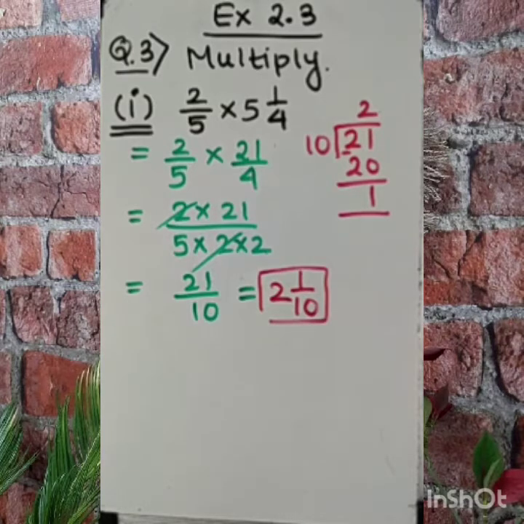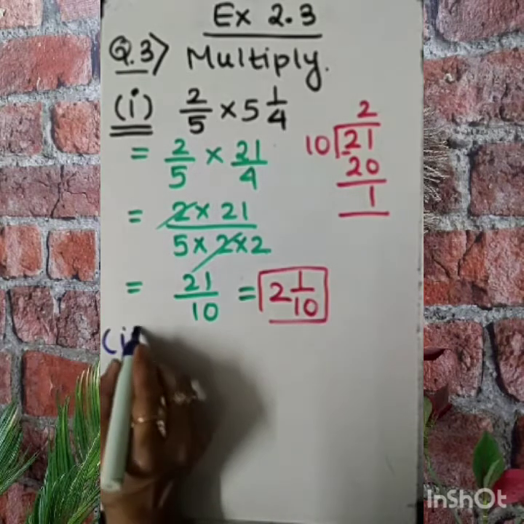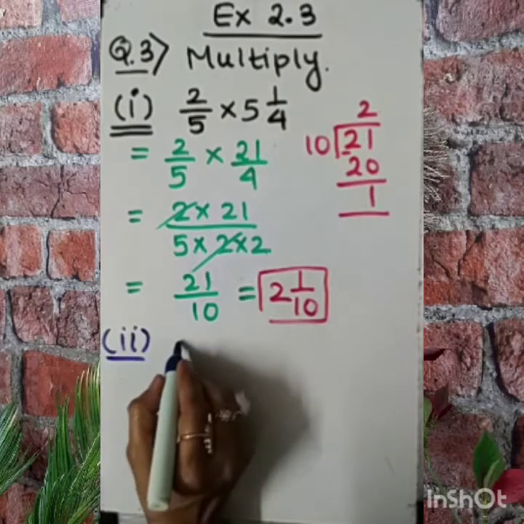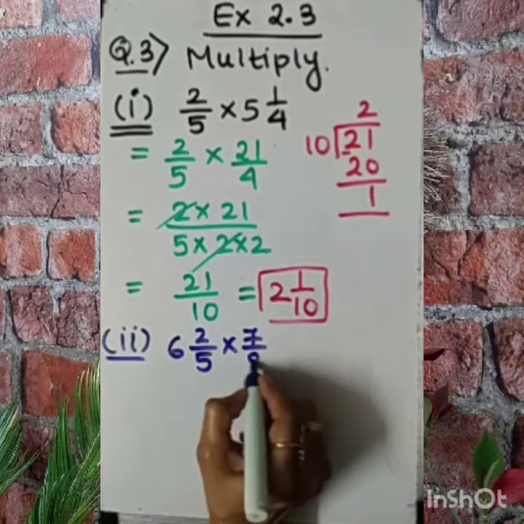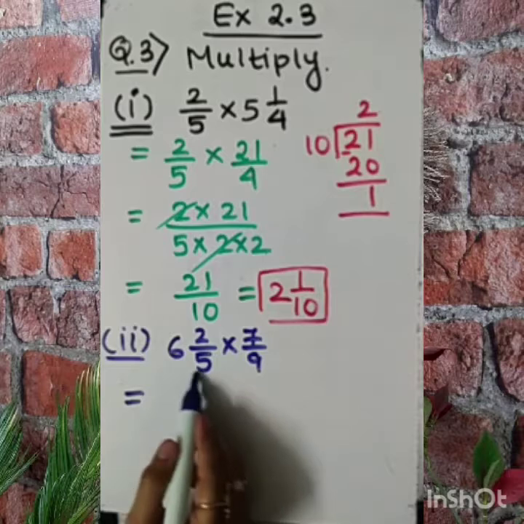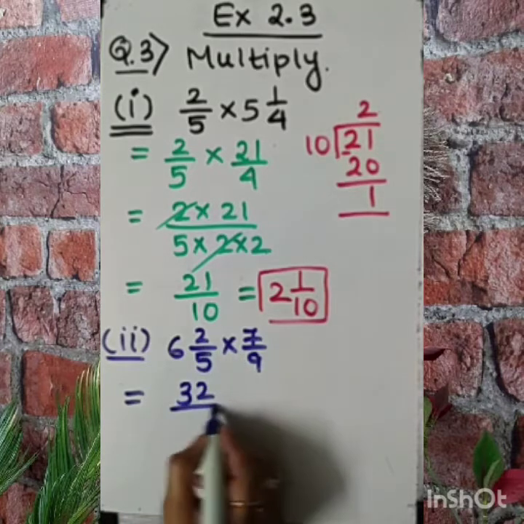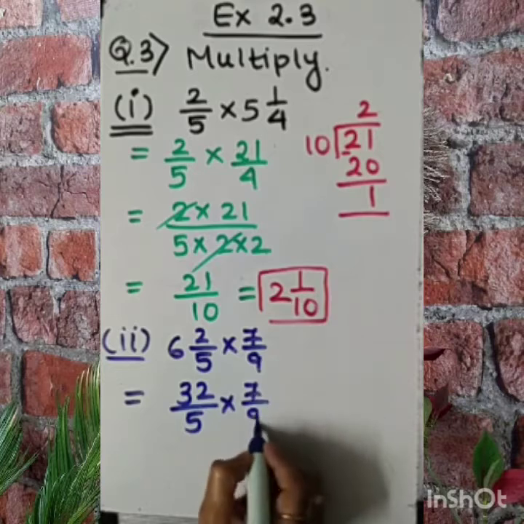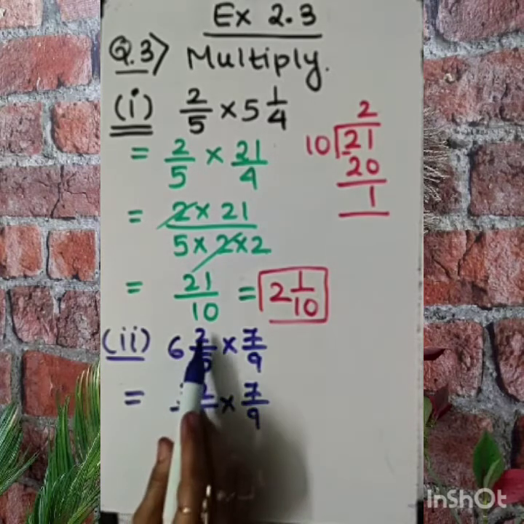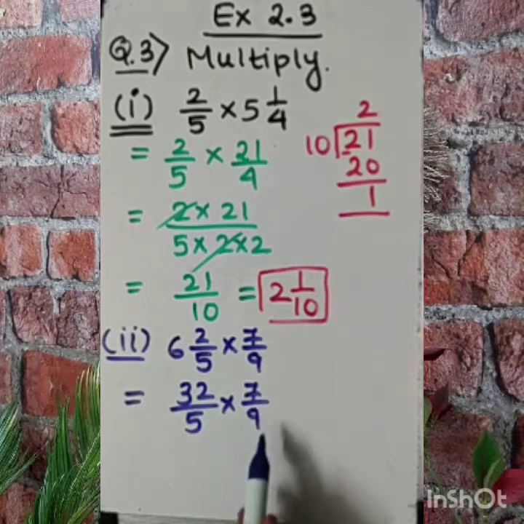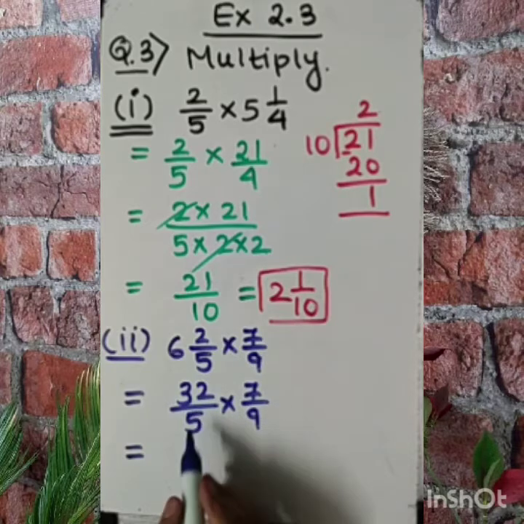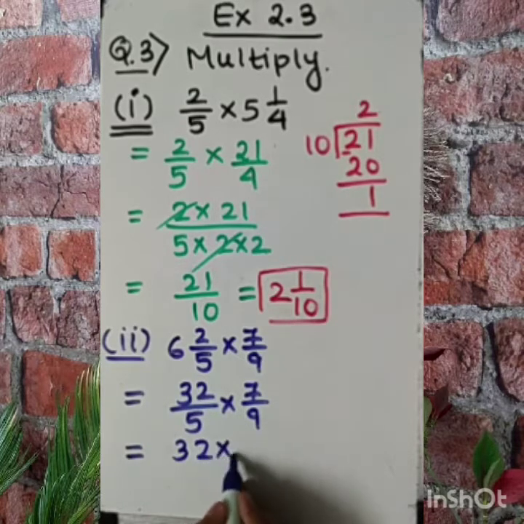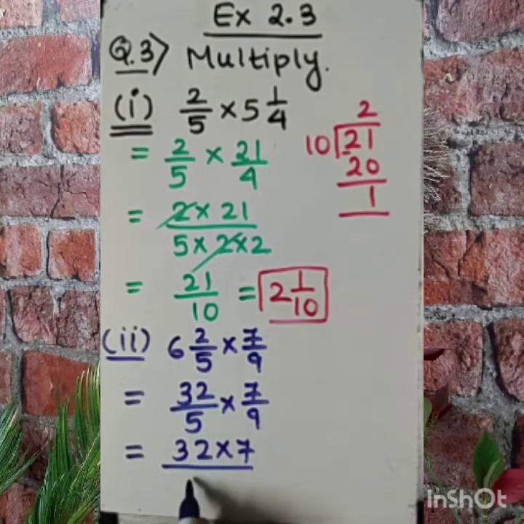Now let's proceed to the second. Just look at your screen. In the second, we are given 2 by 5 into 7 by 9. Okay, 6 5s are 30 plus 2, 32 by 5 into 7 by 9. But we know there isn't anything common in that. The reason behind that: 32 has the factor 2 into 2 into 2, all the way 5 times, and in the denominator 5 9s are 45. No such common factor.